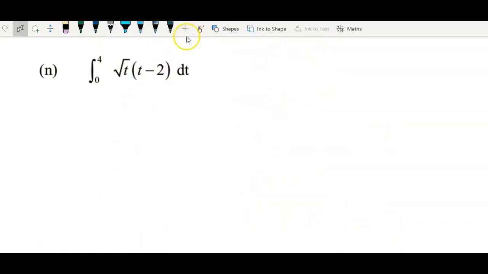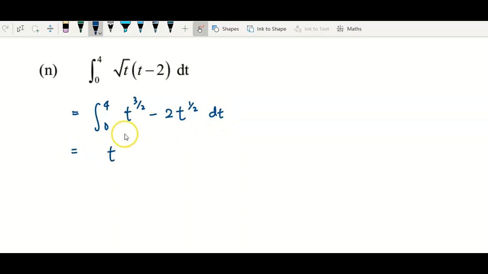For this question, I will just expand this and just integrate. Do not need to use substitution. Alright, let's see. 0, 4. Just expand, you have t power of 3 over 2 minus 2t power of 1 over 2. You can see there are two separate terms over here. You can just integrate term by term. Just increase the power by 1. You have 5 over 2, then divided by 5 over 2.